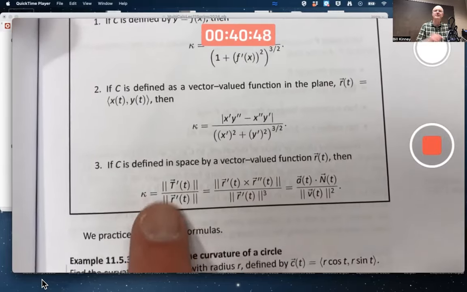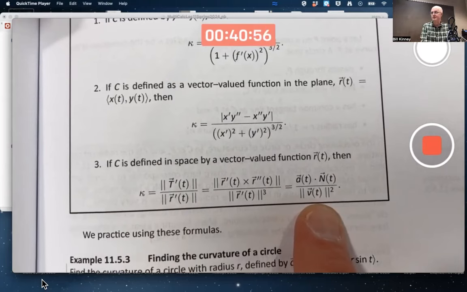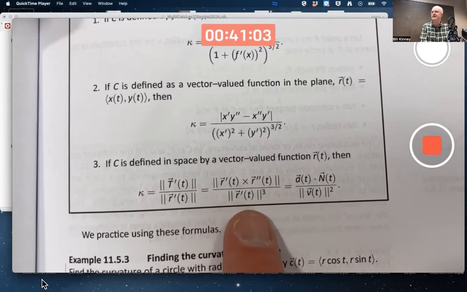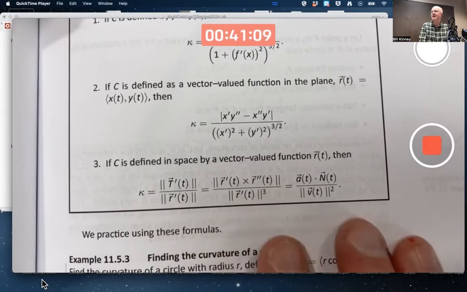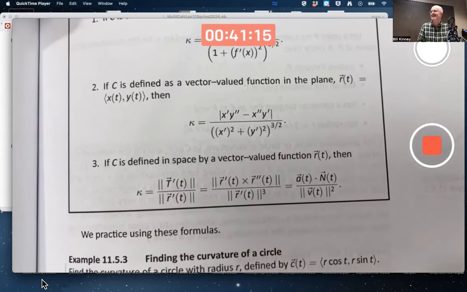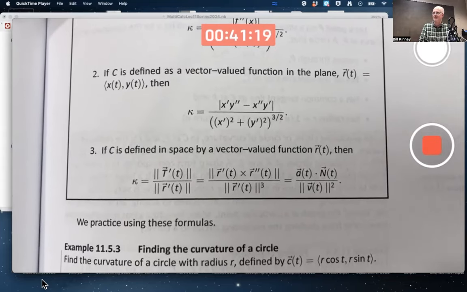In the general case for three-dimensional space, you've got to use one of these formulas, the middle one of which involves a cross product. Quite often, the middle one's the easiest one to use, even though it involves a cross product. Again, it's not clear where these formulas come from. They can be derived. We don't have time. Okay, so you are trusting that they're right and trying to use them.